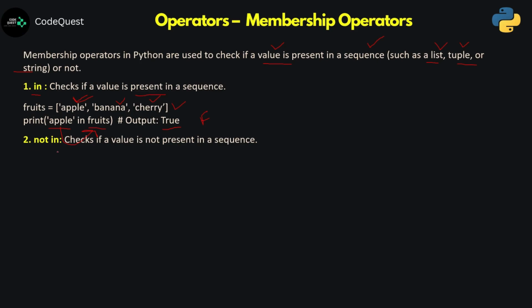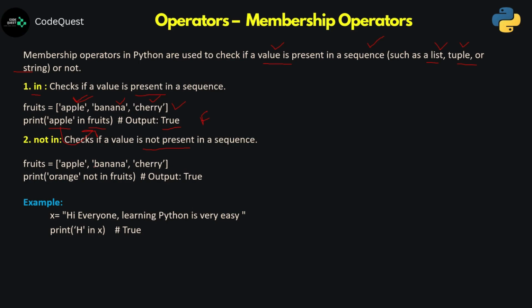Similarly, not in is going to check whether the value is not present in a sequence. It is quite the opposite of that. Say we are taking fruits equal to the same set. When I am checking orange not in fruits, because orange is not in the list of fruits, the outcome is true. If I write any of these elements, apple, banana or cherry, then the output would have been false, because that is available and not in is going to produce false.